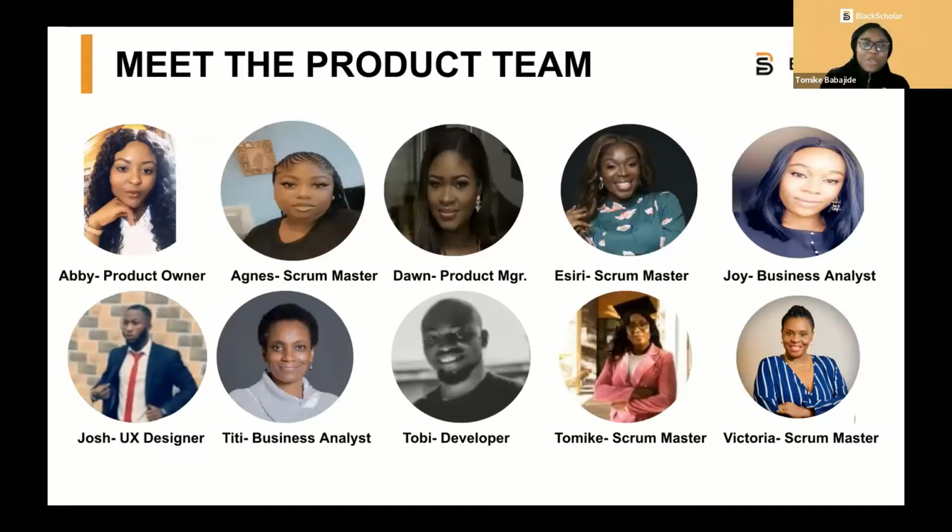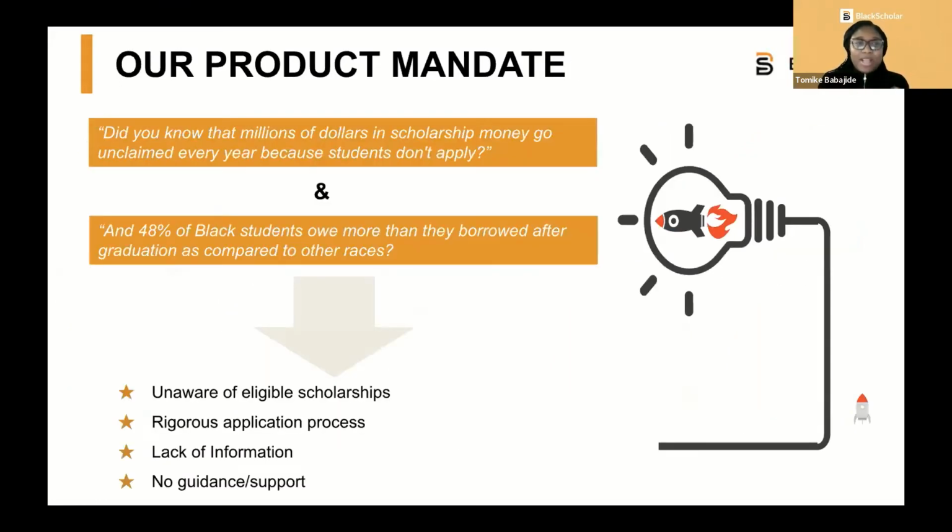The task before us was to develop a product that helps Black students access scholarship information as they pursue post-secondary education. In our research, we found that millions of dollars in scholarship money goes unclaimed every year because students don't apply. And 48% of Black students owe more than they borrowed after graduation in comparison to other races. This was stunning to us as we set out to understand why this gap exists.